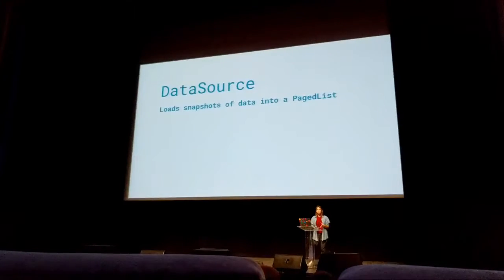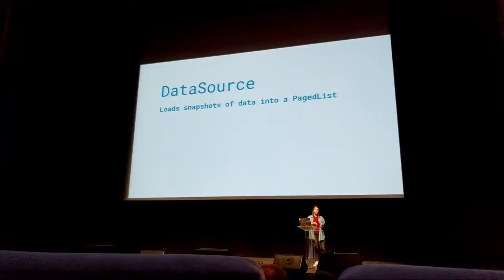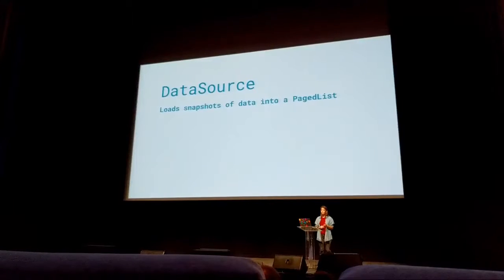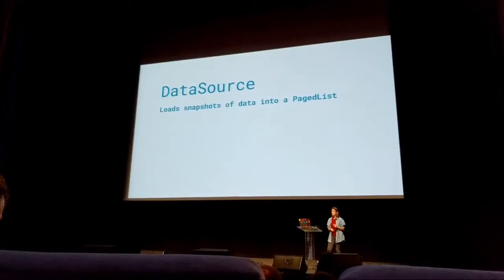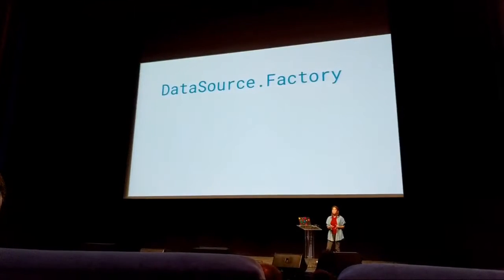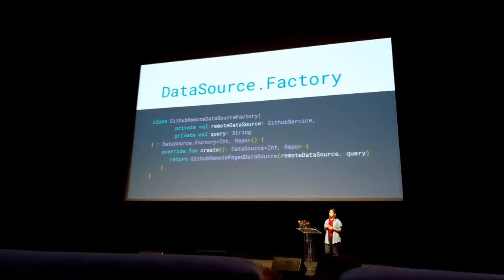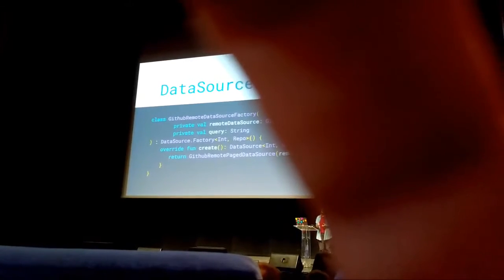Another element is the data source. So where are we actually getting the data? The role of this class is just to load snapshots of data into a page list. I'm not going to go right now in detail about this, but I will a bit later. We also need to define a data source factory, where we define how the data source should be created. In our case, we just need to implement the create method and create the data source that we need.